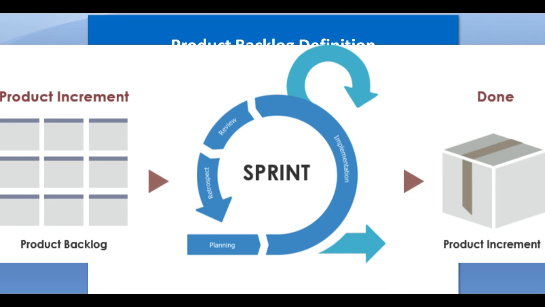Product increment means the finished product which you get at the end of each sprint. Once the sprint ends, you will get a product increment. That is basically the working software. The functionality which is added in the working software is called the working product increment.